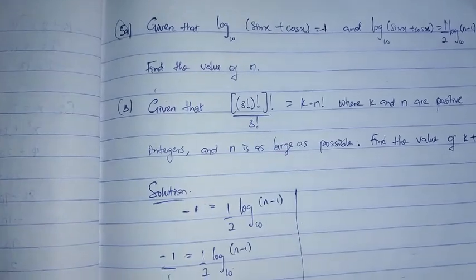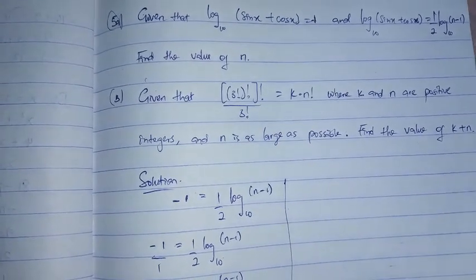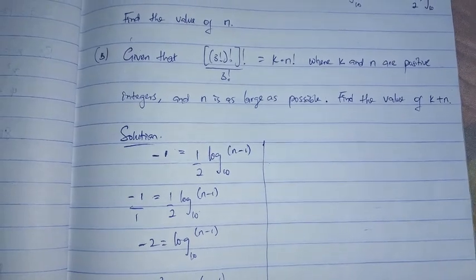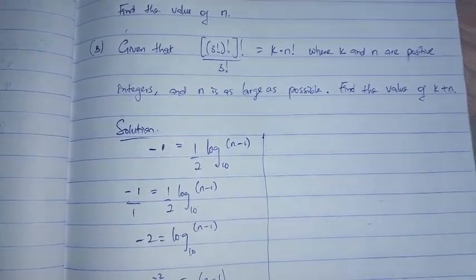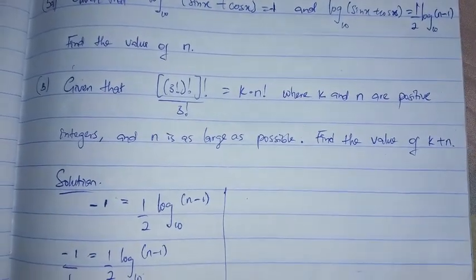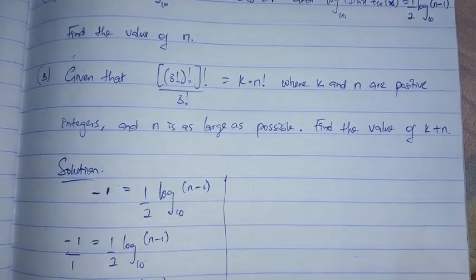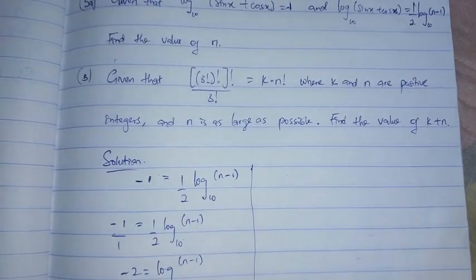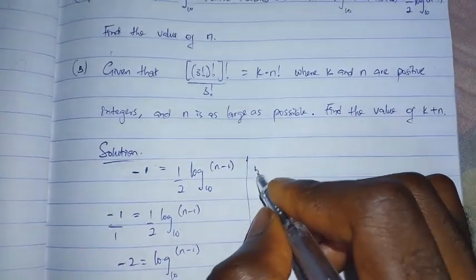5B now. Given that (3 factorial) factorial all over 3 factorial is equal to k times n factorial, where k and n are positive integers and n is as large as possible, find the value of k plus n. So how do I solve this question?